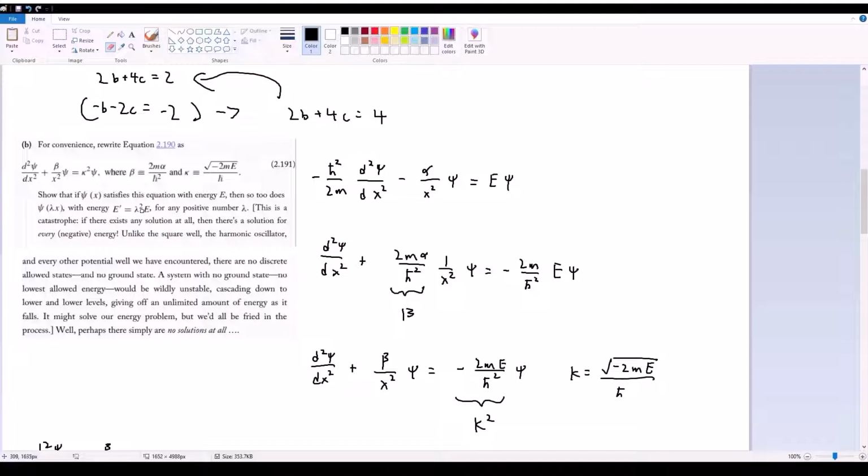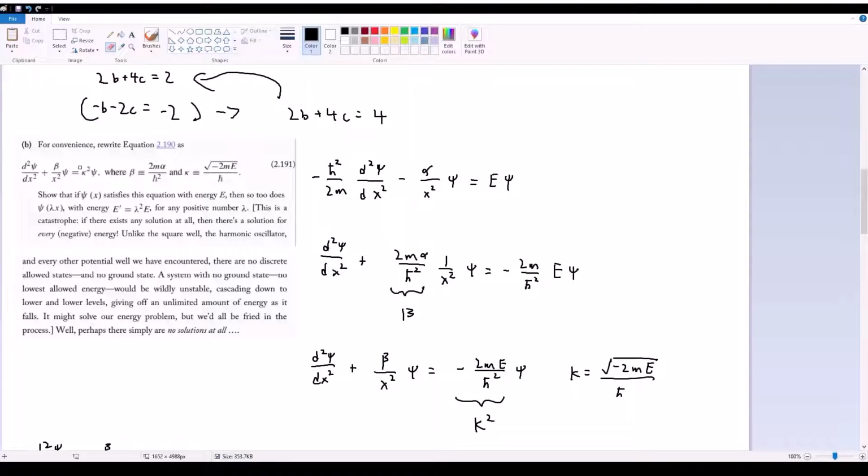And that isn't physically possible, because if you really had a state that behaved like that, that implies that there's no lowest bound state energy. And since everything in the universe is always trying to get down to the lowest state, what's going to happen is that your energy state is just going to continue cascading down into lower and lower and lower energy levels. It's going to keep on releasing energy, therefore resulting in the conclusion that Griffiths comes to in the bottom, which is a state with no ground state, aka no lowest allowed energy, would be wildly unstable, cascading down to lower and lower levels, giving off an unlimited amount of energy as it falls, typically in a very explosive manner.